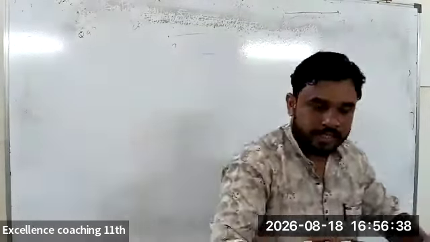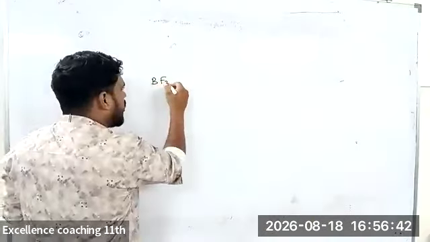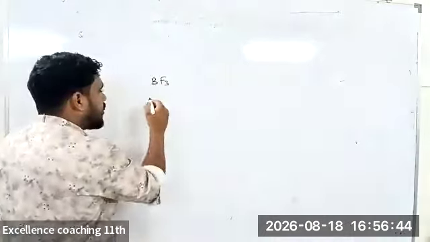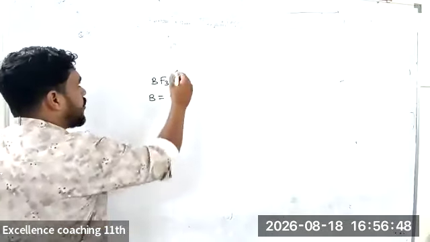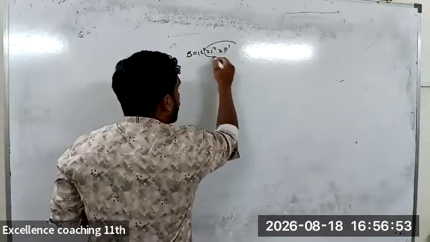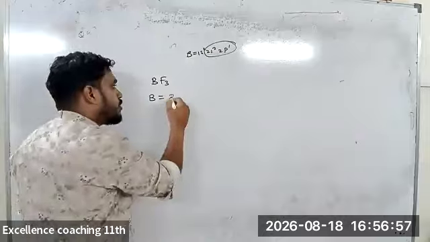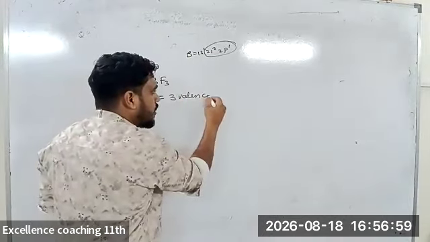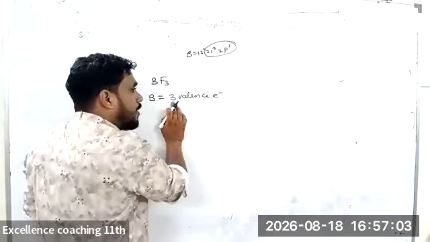Three students are not understanding, so for them I'm doing it again. The example was BF3. First, we find the number of valence electrons in boron. Boron's electronic configuration is 1s2 2s2 2p1. The electrons in the outermost shell are called valence electrons. So how many valence electrons in boron? 3 valence electrons. Okay. So boron will make how many bonds?